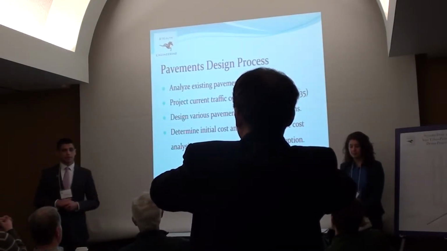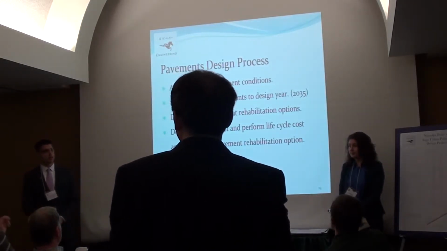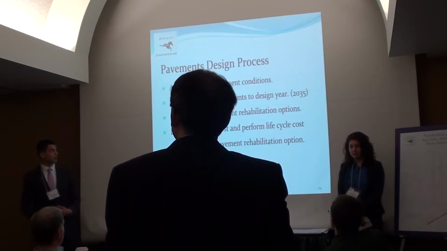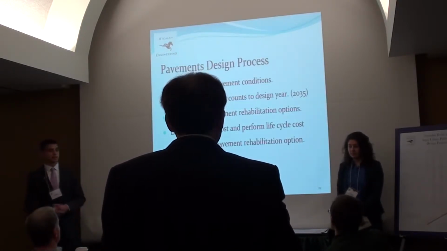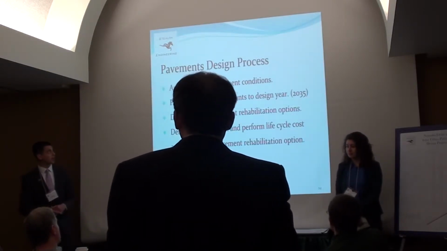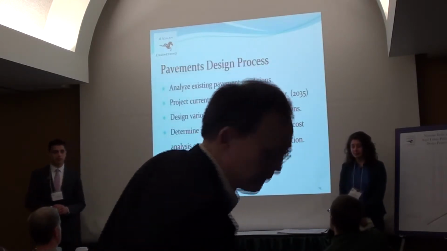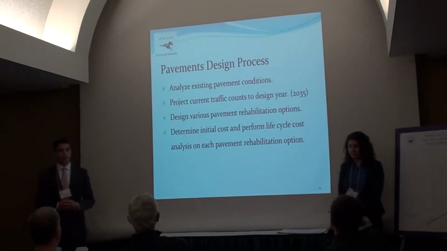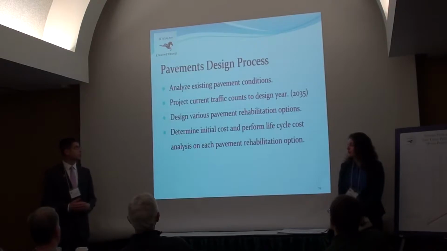The first step in the pavement design process was to analyze existing pavement conditions on site. This can include an on-site visit, driving over the roads, gathering soil materials, and information on the current pavement structures. The next step was to take traffic counts that were provided by our transportation specialists and project them to the design year to ensure that the pavements could handle the traffic loads that were expected in the next 20 years.